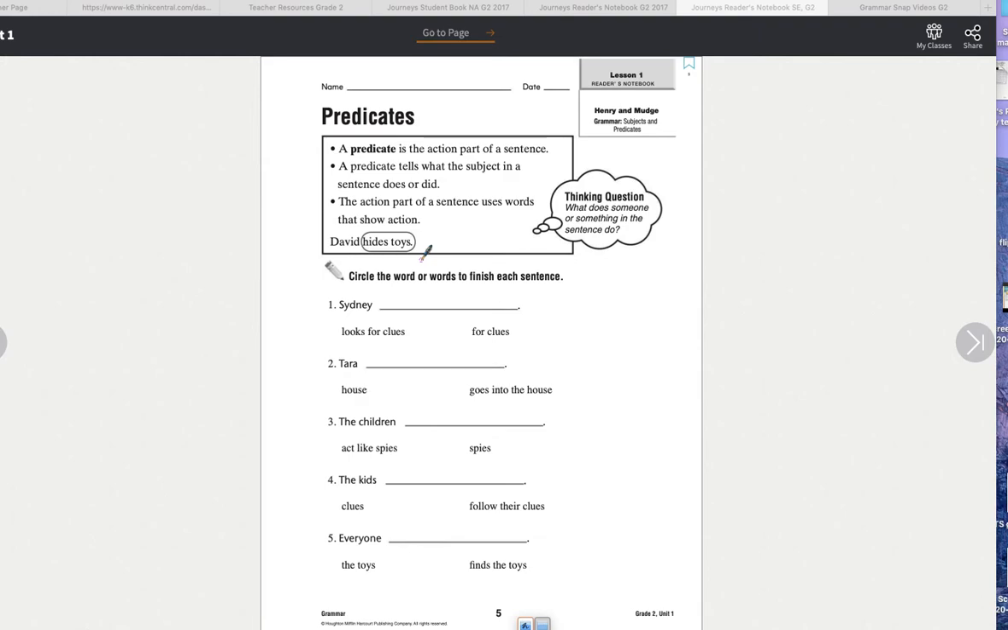Now, whenever I'm trying to figure out what words make sense, I actually say them together. So I'm going to say it this way first. Sydney looks for clues. Sydney for clues. Which one sounds more like a complete sentence? Sydney looks for clues or Sydney for clues? What do you think, Derek? Which one sounds more like a complete sentence?